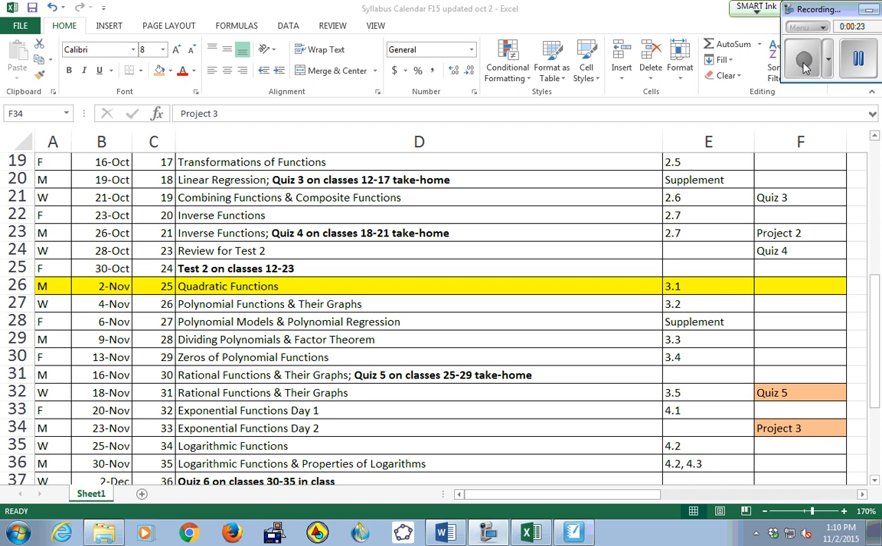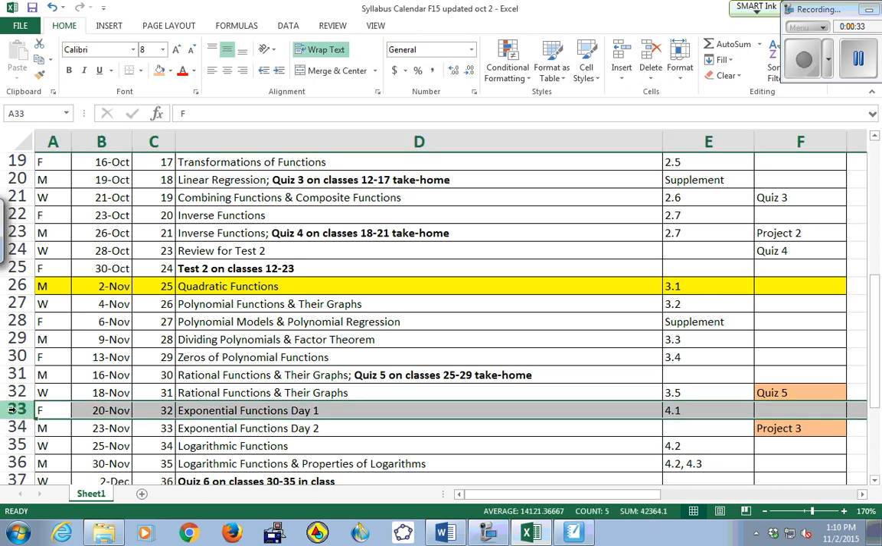So today we're going to start talking about quadratic functions. You don't have any sort of assessment, quizzes, tests, projects due until the 18th of November. So we got a couple weeks of material, and then you'll have a quiz due, and then you'll have a project due.